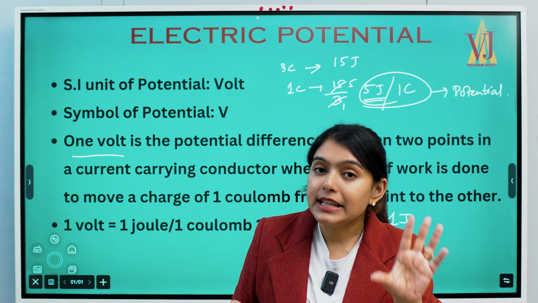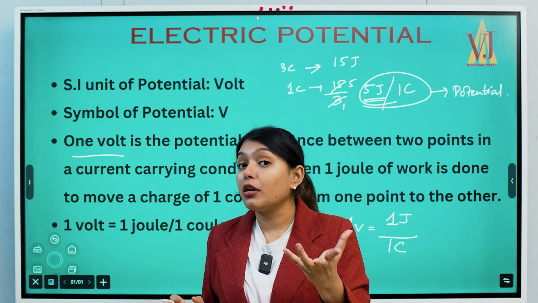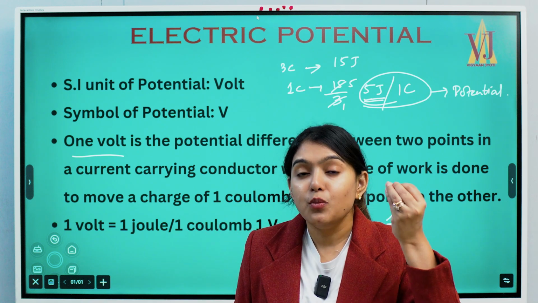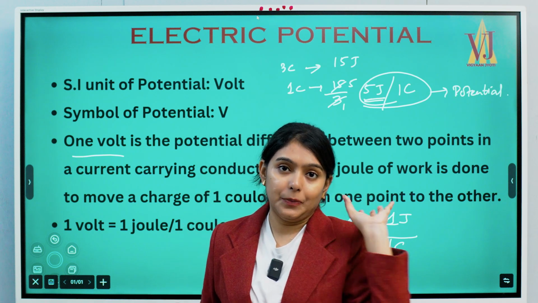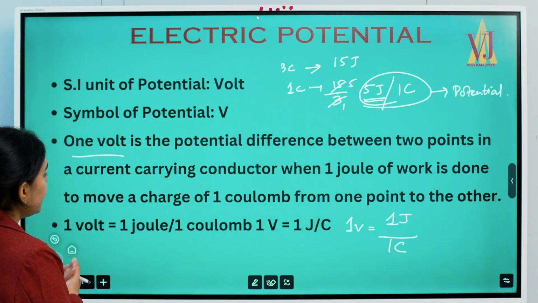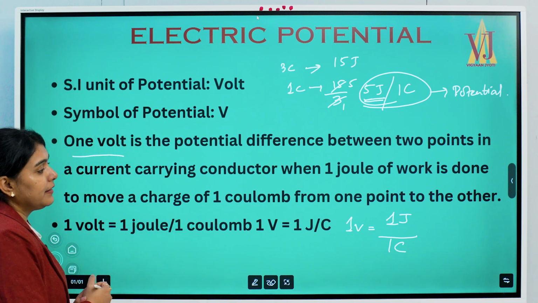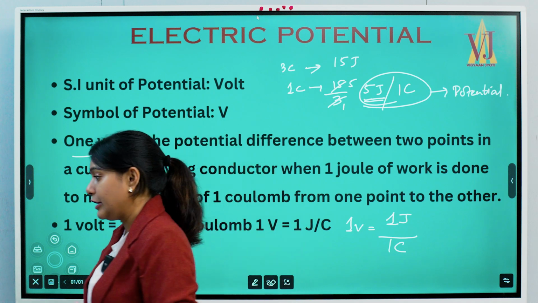1 volt potential is defined as the amount of work done, that is 1 joule. That means 1 joule of work has been done in moving a unit positive charged particle from one point to other. So this is the meaning of 1 volt. Understood? So 1 volt is 1 joule by 1 coulomb. So this is how we can say about electric potential.